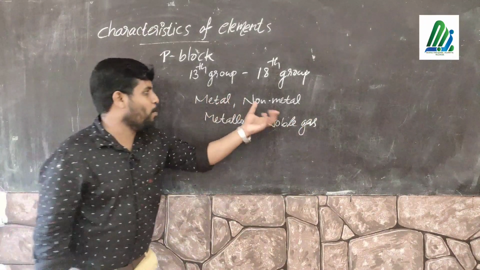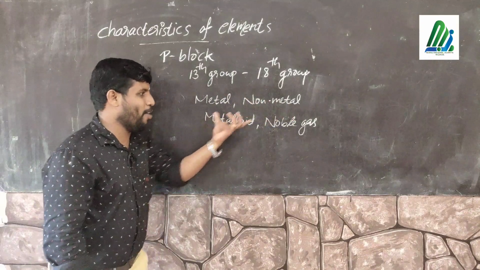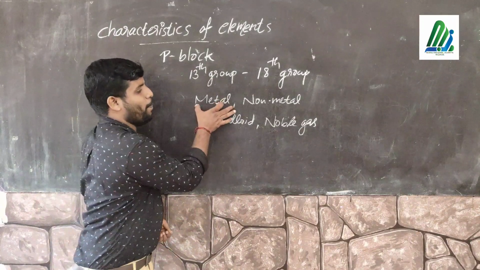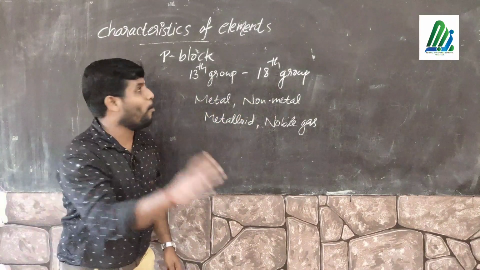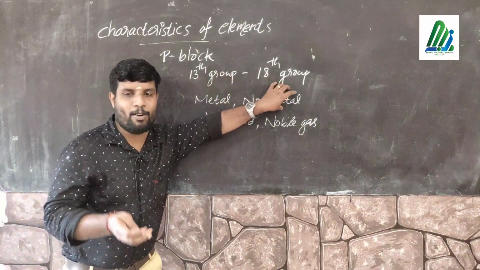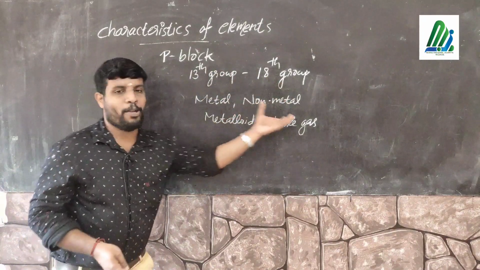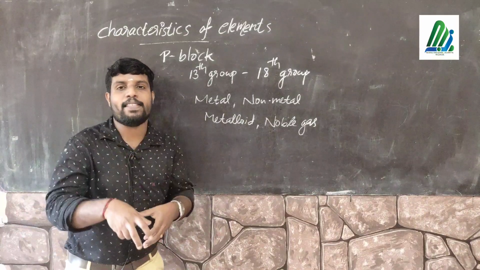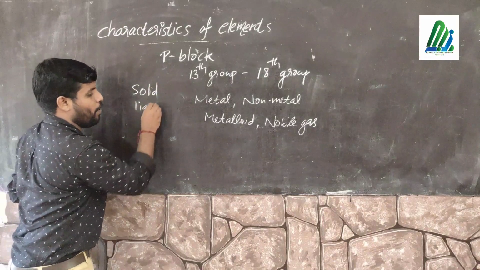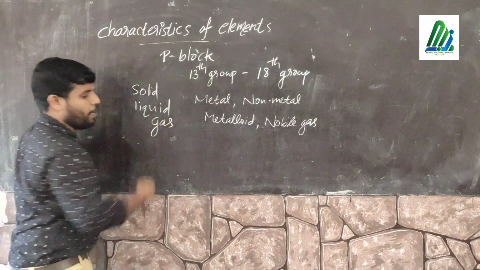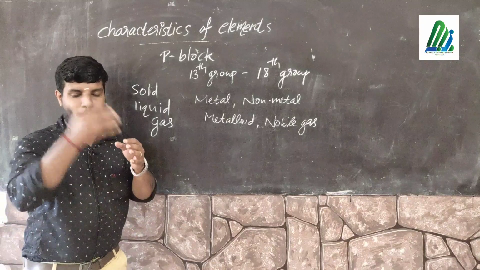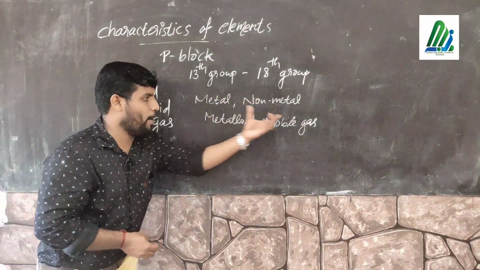Okay, this block includes metals, non-metals, metalloids and noble gases. Generally noble gases are non-metals. We can conclude that metals, non-metals and metalloids are all included in the P block. The P block contains metals and non-metals like oxygen and nitrogen, and metalloids and noble gases are also there. The elements exist in the solid, liquid and gaseous states. The three states of elements are included in the P block.